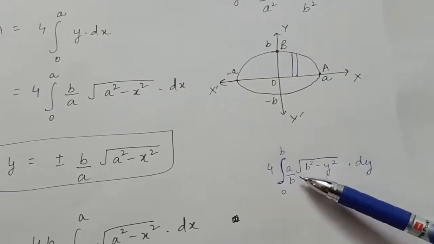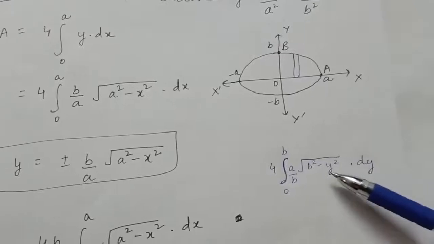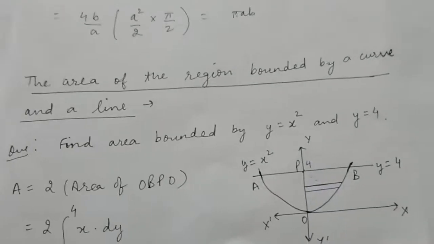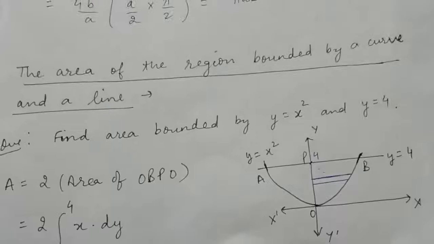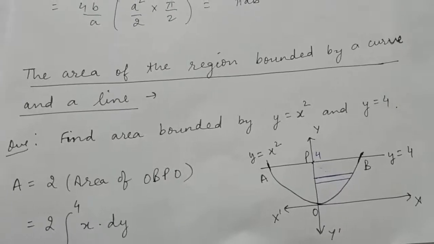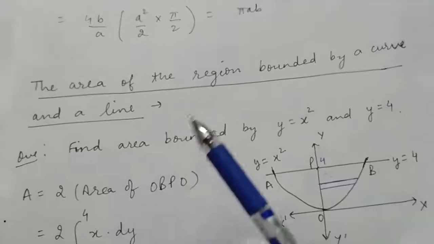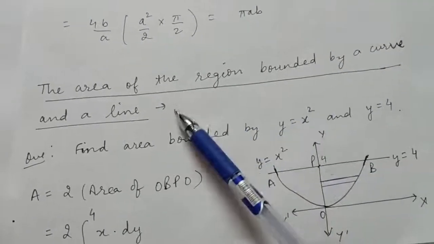You will get it as a by b into root b square minus y square into dy. Solve this, you will get the same answer, right? Now the next is the area of the region bounded by a curve and a line. Till now we were finding the area of the curve with the x-axis, but now we have to calculate the area bounded by the curve and a given line.